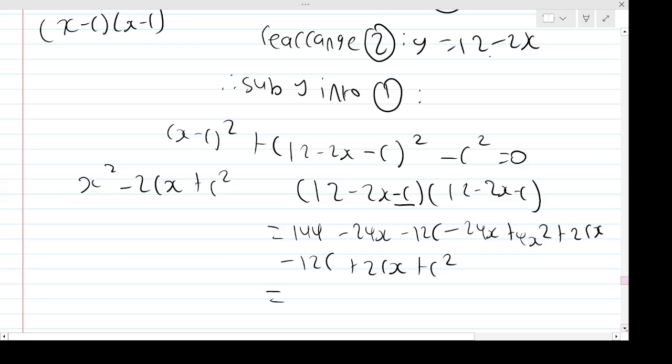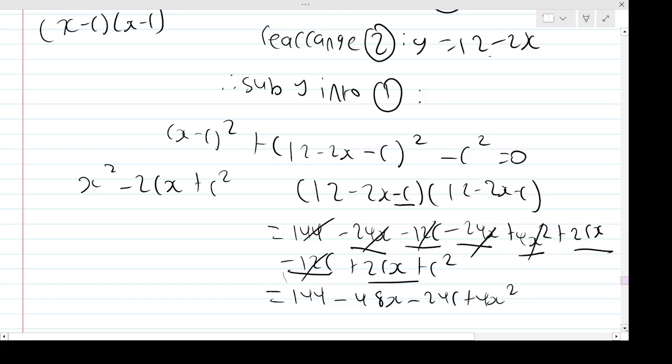Then I can simplify it. So we have 144, then minus 24x and minus 24x is minus 48x. Then I have minus 12r and another minus 12r, which is minus 24r. Then I have 4x squared. Then I have 2rx and another 2rx, which is 4rx. Then I have an r squared at the end.